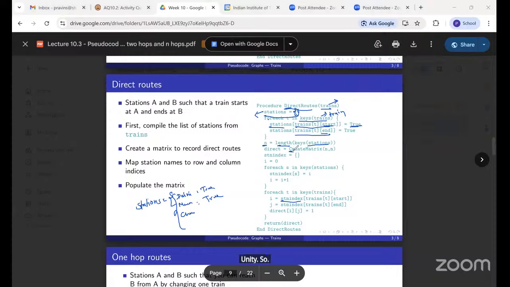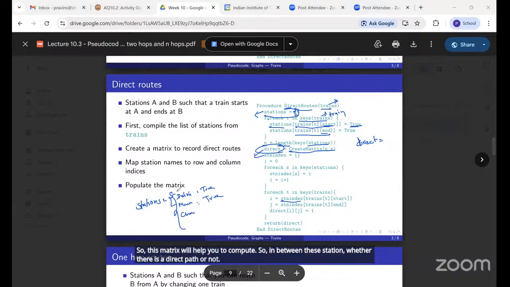After that, using it, you create a new matrix and assign it to direct. This matrix will help you compute whether, between these stations, there is a direct path or not using the train data. Up to this, is it clear? Any doubts?